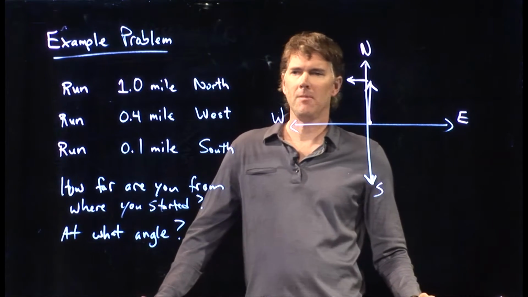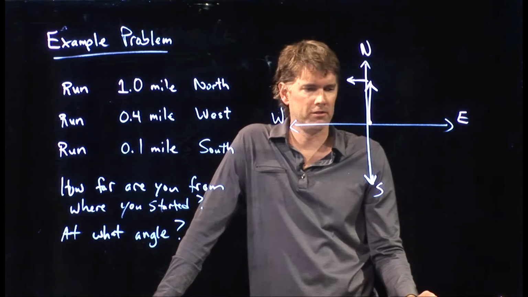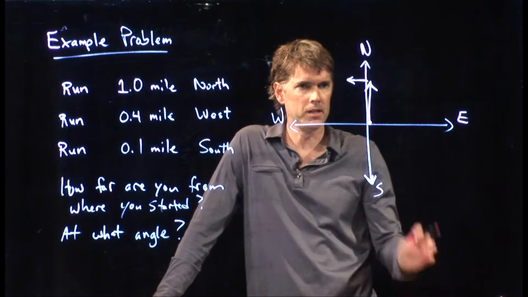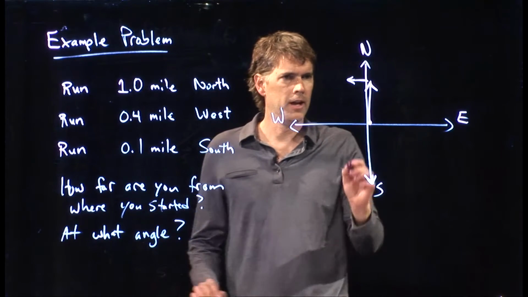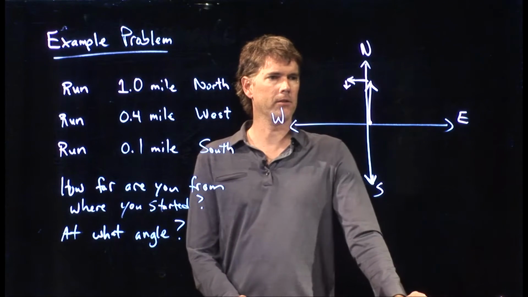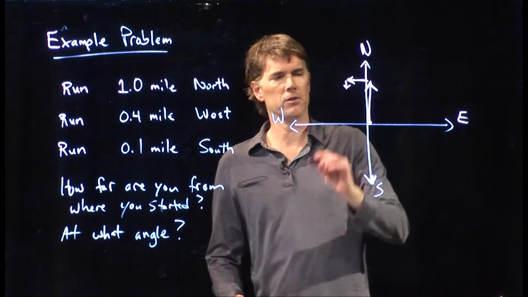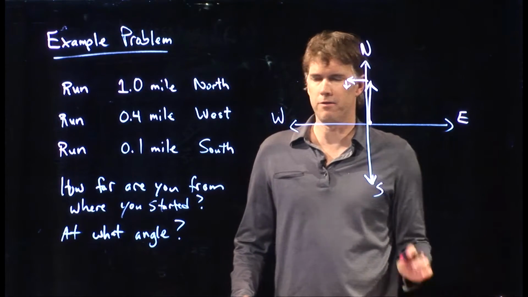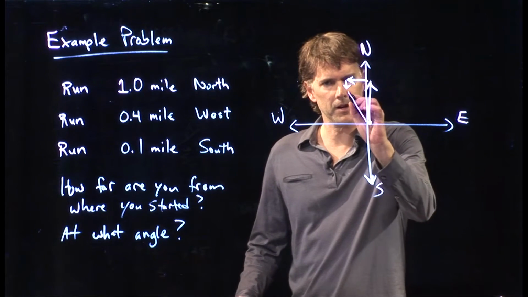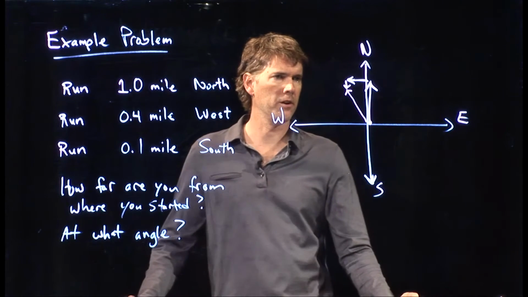Okay. And then we're only going to run 0.1 mile south. 0.1 is even smaller than that, of course. And so we draw a smallish little arrow like so. And our movement roughly looks like that. We go north, we go west, we go south. And now we need to find this distance right here. How far are we from where we started?